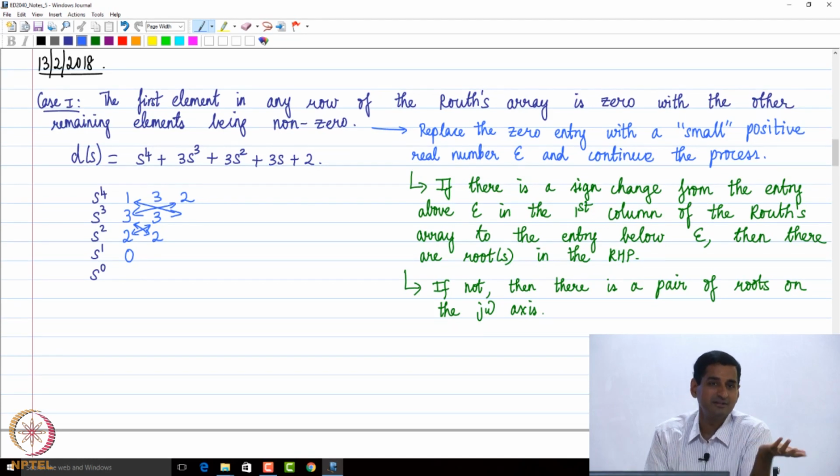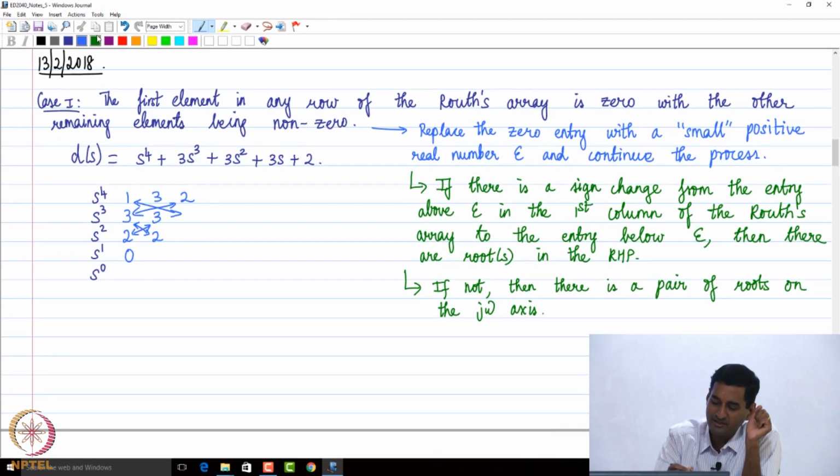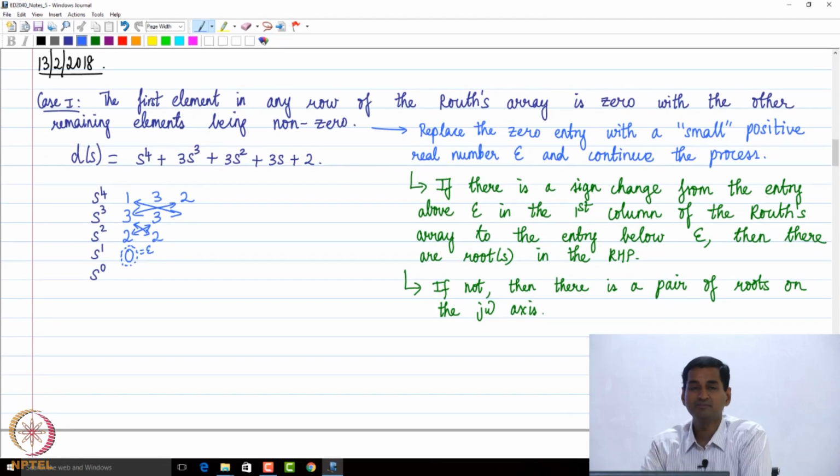So, I do not go anywhere, right? So what we do is replace this 0 by a small positive real number epsilon and continue the calculation. Let us see what happens here. We are going to replace this 0 with a small positive real number epsilon. So then what happens? Let us continue the calculation.